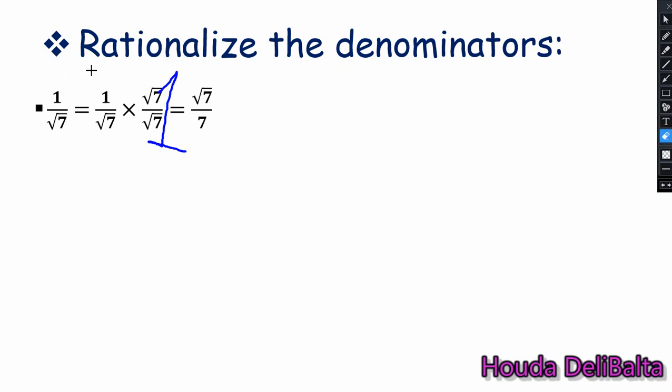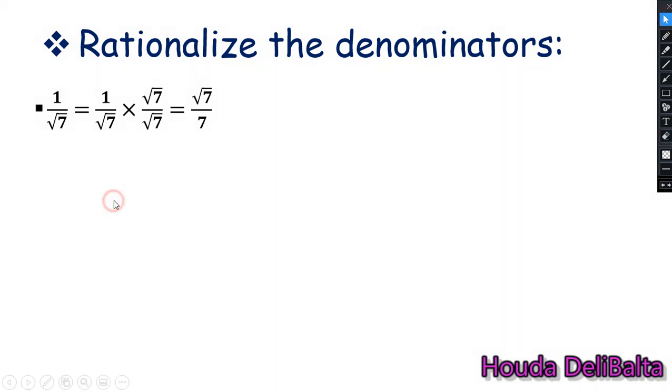Now, what if I have in the denominator, for example, 3 radical 7? What if I have 3 times radical 7? Also, I just multiply by the radical regardless of the 3 that's multiplied by the radical. So I multiply by radical 7 up and down, and then I get radical 7 over 3 times 7, which is radical 7 over 21. Now the denominator is rational.